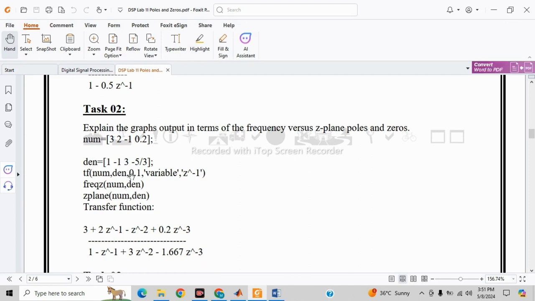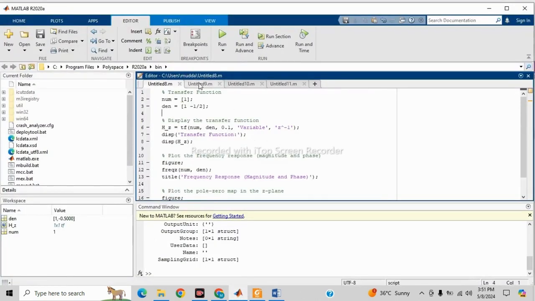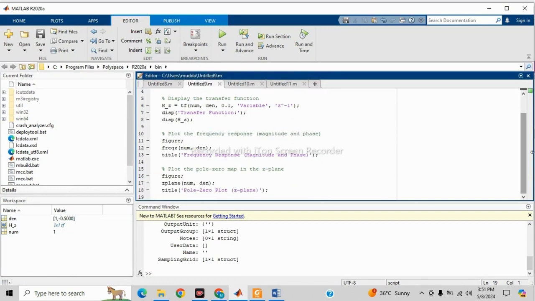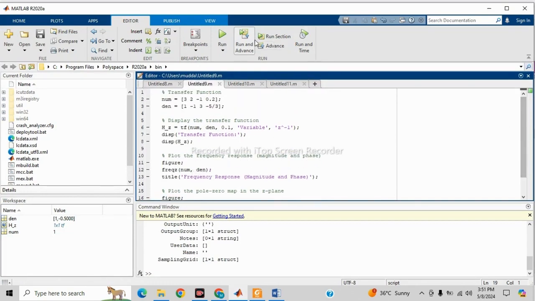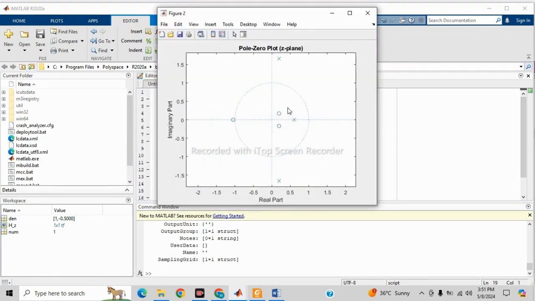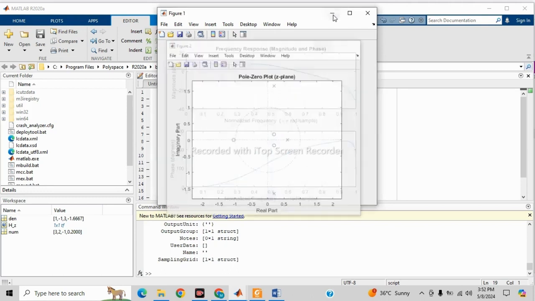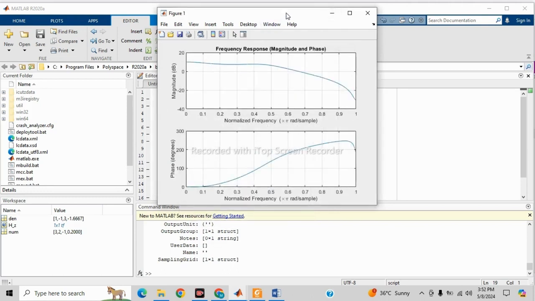Here is the code I have to implement in MATLAB. This is the MATLAB code for task number 2, and the output of this is here. This is the output, the pole zero plot in z-plane. These are the poles, and these are the zeros, 3 zeros and 3 poles. Here is the frequency response in decibels, the magnitude response, and this is the phase response in degrees.